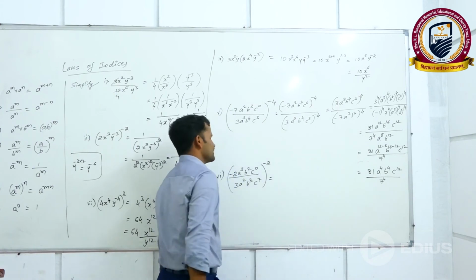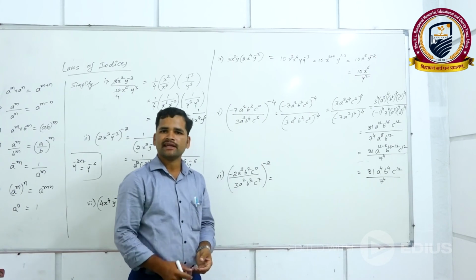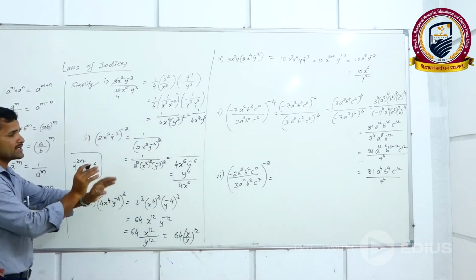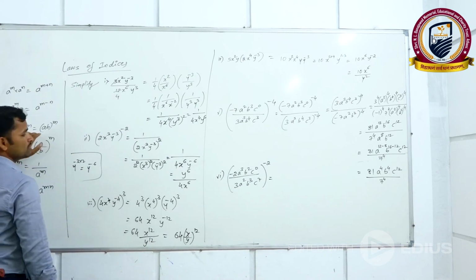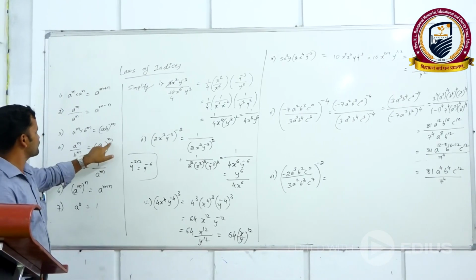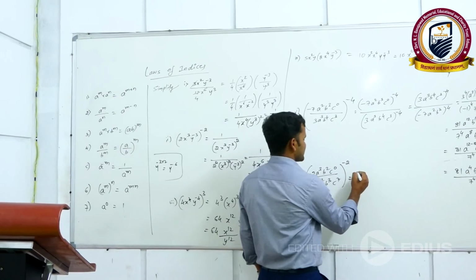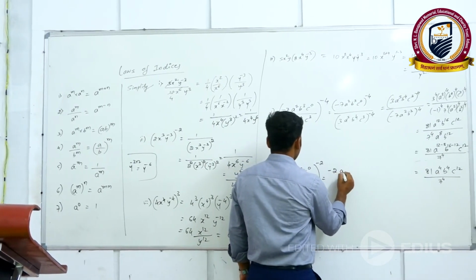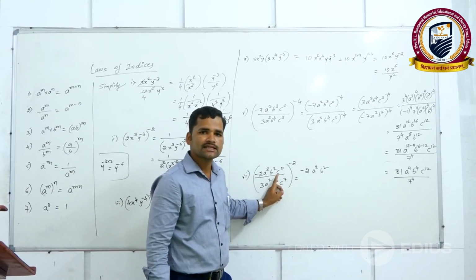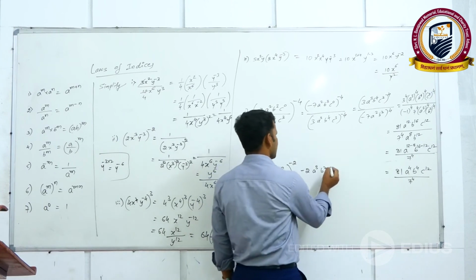Coming to the last problem. Again, you see the index is negative. What do you do? First of all, before applying the numerator and denominator change, you apply this formula: a by b whole to the power of m is nothing but a raised to m by b raised to m. Yes, I will write here minus 2a cube b square. You see again c raised to 0 is there. C raised to 0, anything to the power of 0 is 1. That is 1. Leave it.